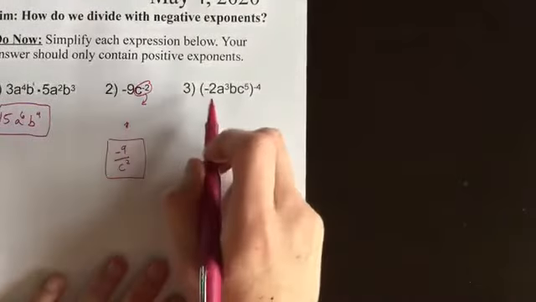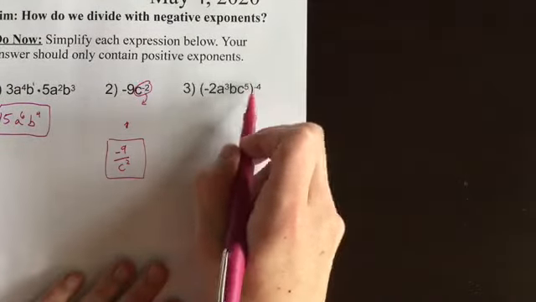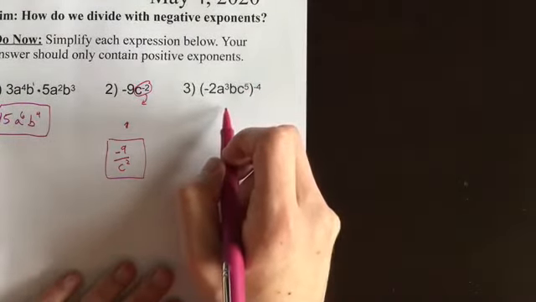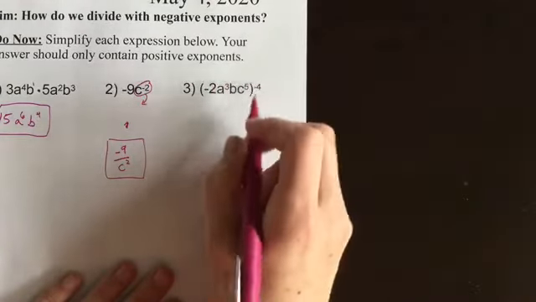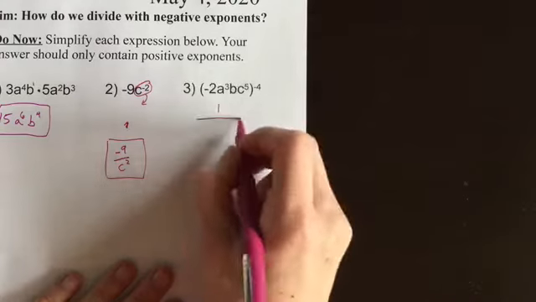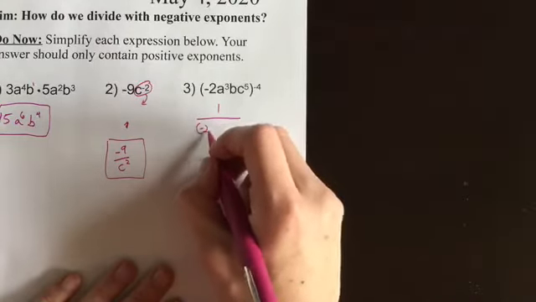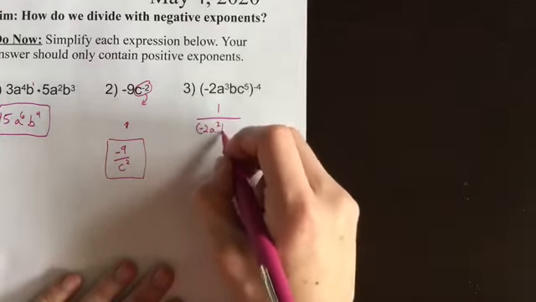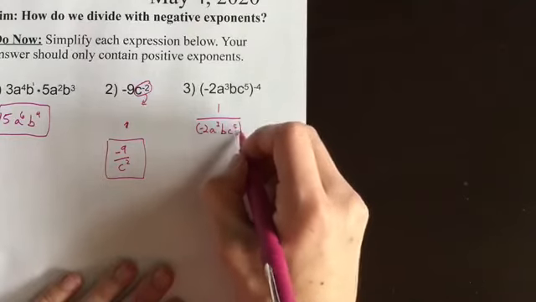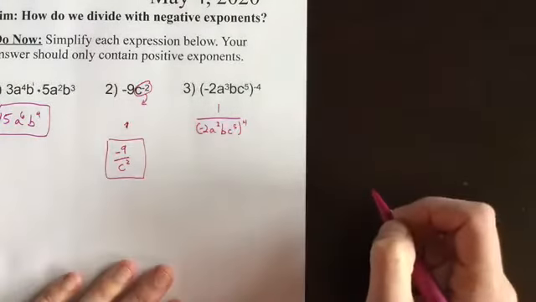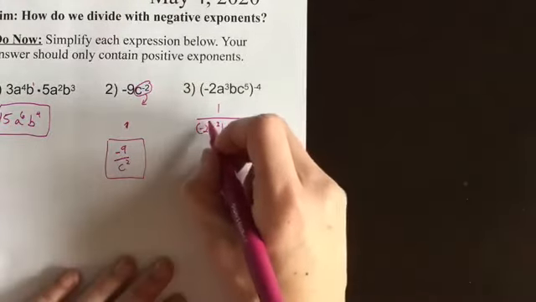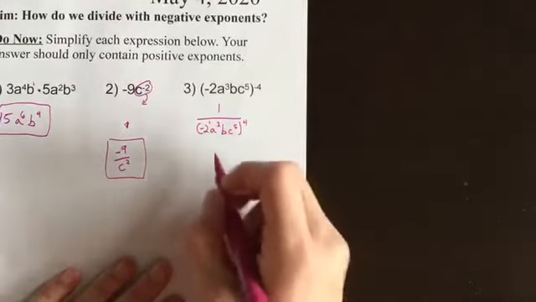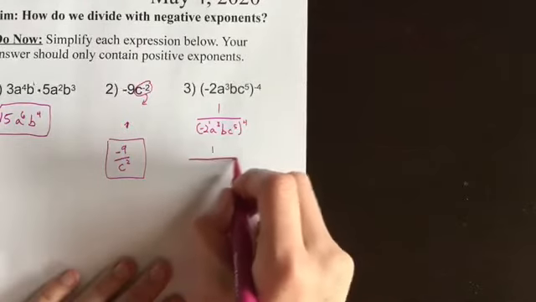Now, number 3, we have a power to a power and a negative exponent. First step, take that whole power, that negative 4 exponent, and put it in the denominator. Keep the parentheses. Now it's to the positive fourth power. So now we're going to do our power to a power rule. Remember, we multiply our exponents in power to a power. So it's going to be 1 over.